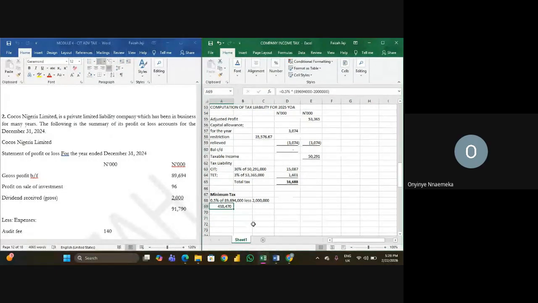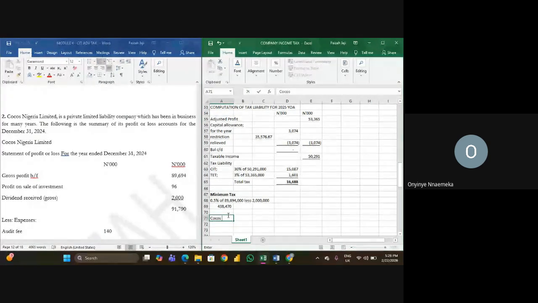This is 438,000 because I did not put in thousand for this one. But remember that this one is quoted in thousands. So this is 60 million, but this is 438,000. Which one is higher? This one. So then you write it there. The company is expected to pay what?